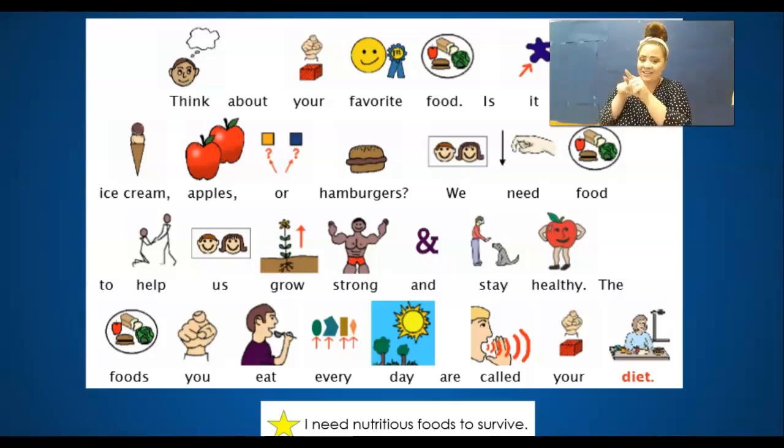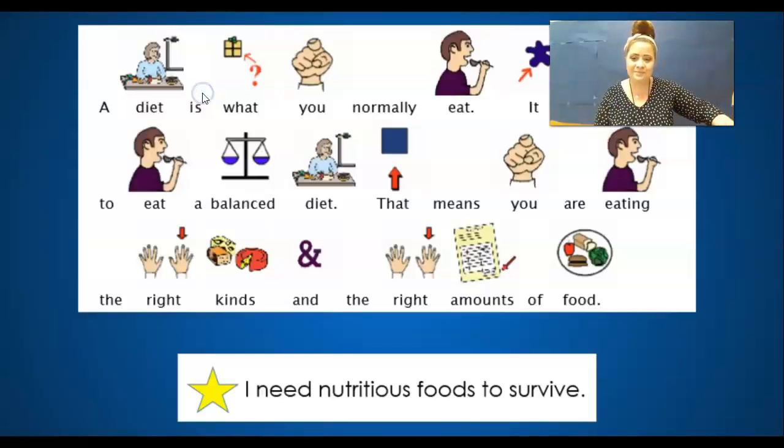And I see a star. That means it's time for our repeated storyline. I need nutritious foods to survive. A diet is what you normally eat. It's important to have a balanced diet. That means you're eating the right kinds of foods and the right amounts of foods. Do you see the star? What's our repeated storyline? That's right. I need nutritious foods to survive. Good job.